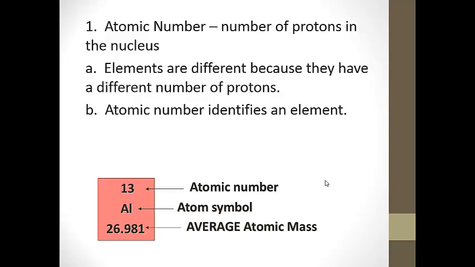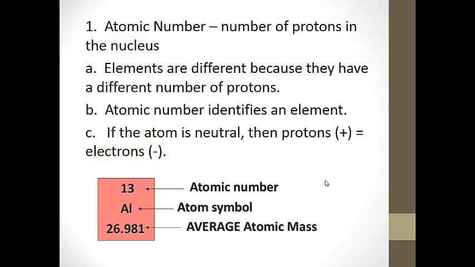The atomic number helps us to identify which element we have. So if I say that you need to find number 15, we know that that one's phosphorus. So it helps us to find them easily as well. And if our atom is neutral, the only way that we could have a neutral atom is if our plus charged pieces and our negative pieces balanced each other out. So in a neutral atom, your number of protons are going to equal your number of electrons.